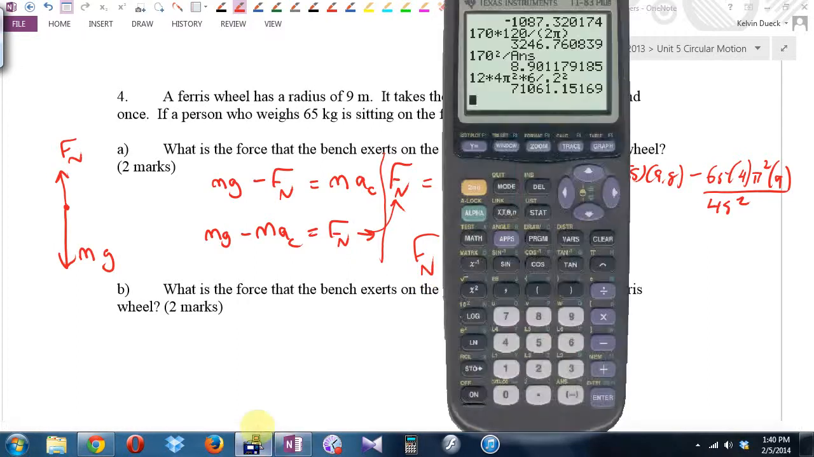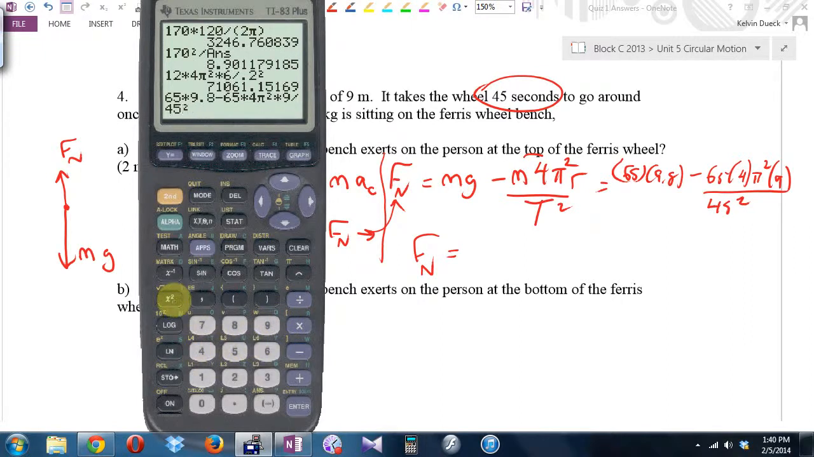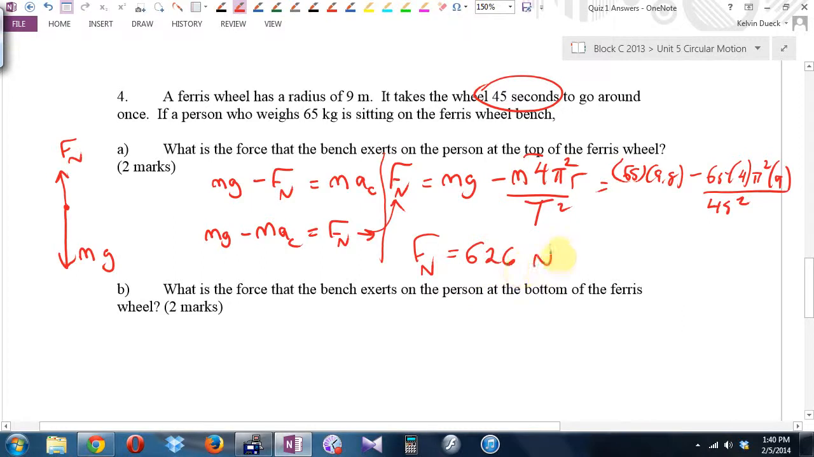What do we get? Let's see. 65 times 9.8 minus 65 times 4 pi squared times 9 divided by 45 squared. Looks right. Do you get 625.6? 626? And I think looking at this, the person feels a little lighter because normally they feel mg, and this time they're feeling mg take away something. Not much lighter because 45 seconds for a Ferris wheel to go around, that's a painfully slow Ferris wheel.